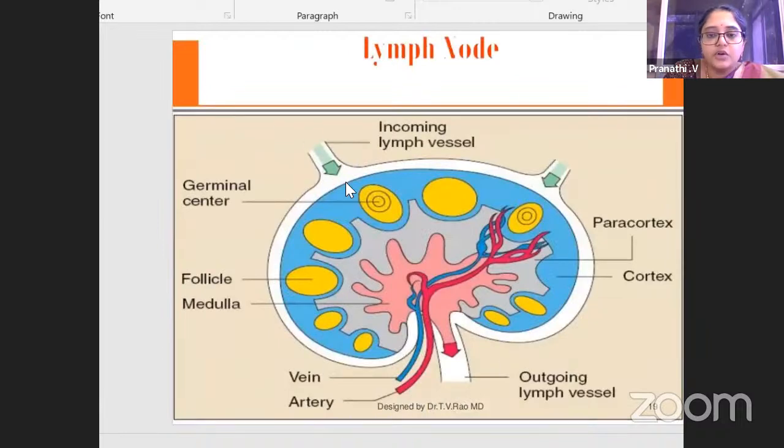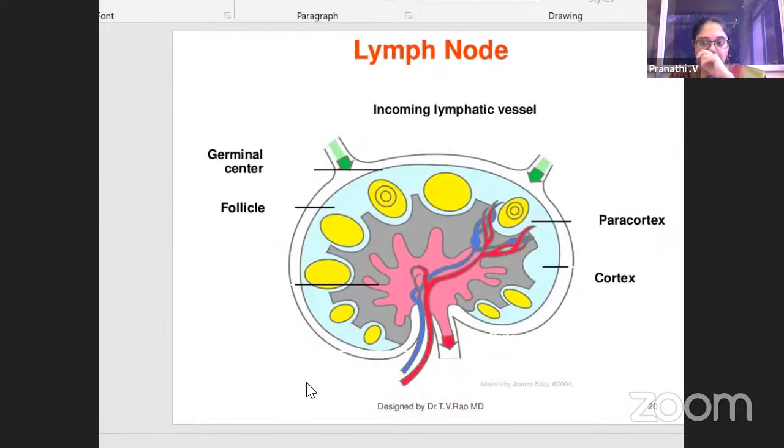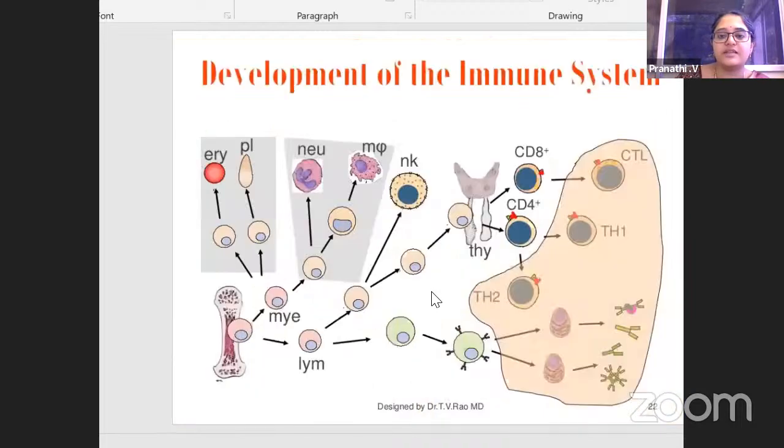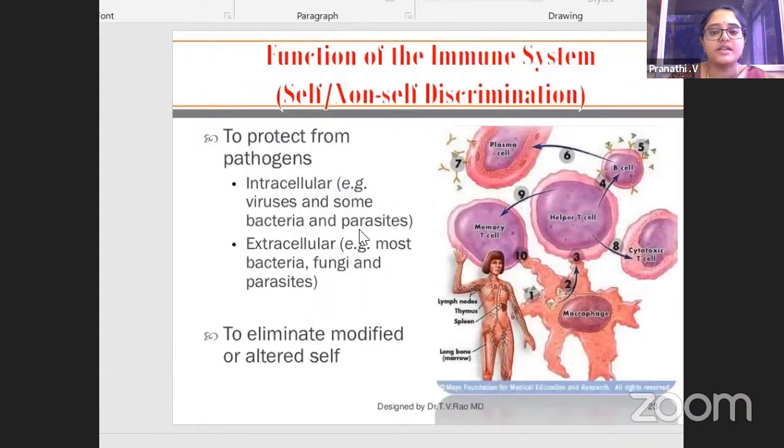Lymph node, like I already told you, has the afferent and the outgoing, that is the efferent, lymph vessels. This is how the lymph node is present, and we have the lymphatic vessels. Development is through your pluripotent cells giving rise to myeloid precursors and lymphoid precursors. The myeloid precursors will give rise to granulocytes and then your macrophages. Lymphoid precursors will give NK cells, and then your CD4, CD8 cells. And from the myeloid precursor itself, you have the erythroid cells and others coming up.